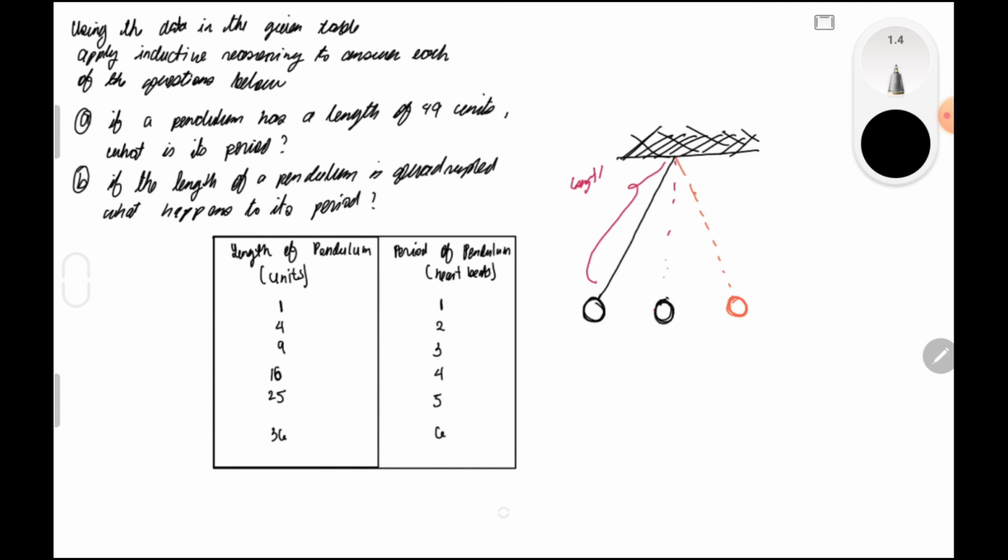Kung ilang beses siya mag-swing, parang gano'n kumbaga. Okay? So, as you can see, at 1 unit of length, kung sabihin kong may 1 ka lang na length dyan, so magkakaroon ka ng 1 heartbeat. Okay? Pag hinabaan natin yung length na ginawa natin 4, magkakaroon ka daw ng period ng 2 heartbeat. Okay?